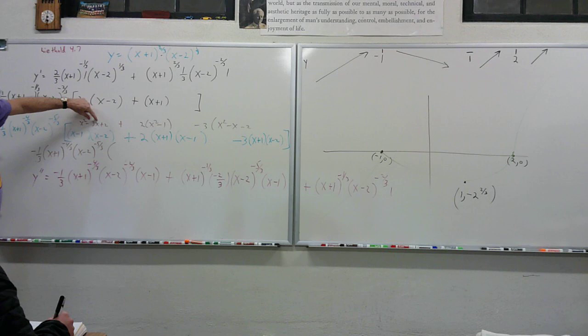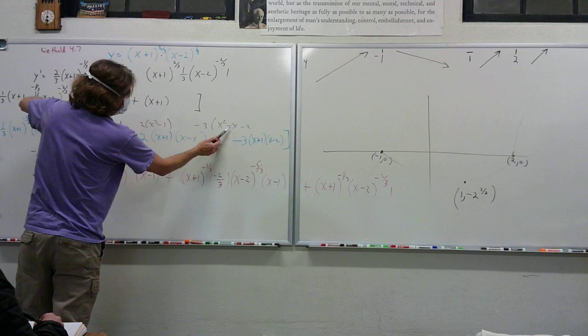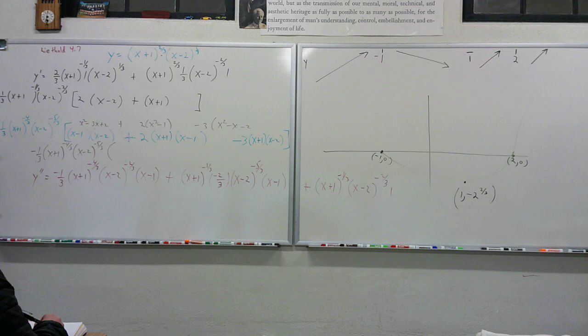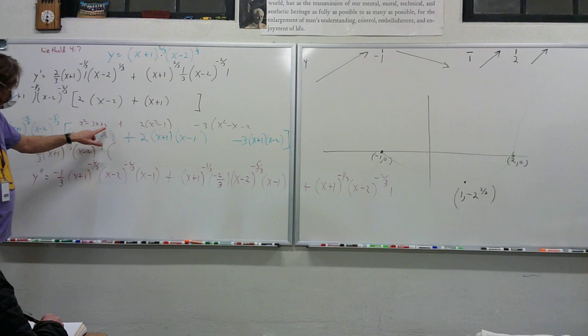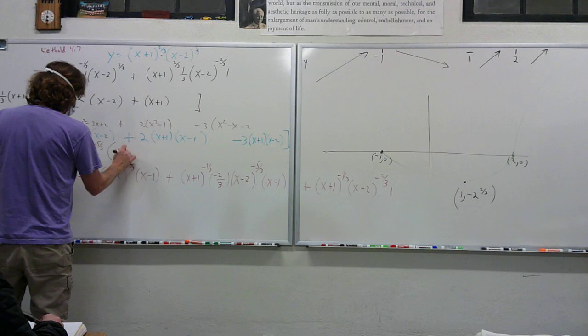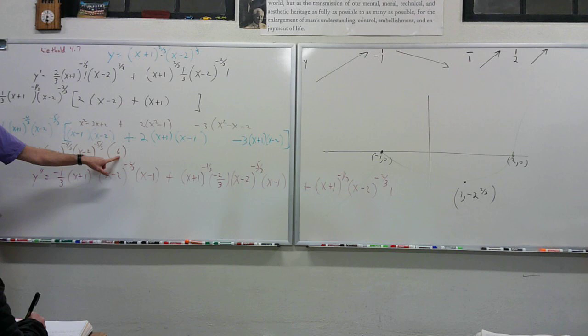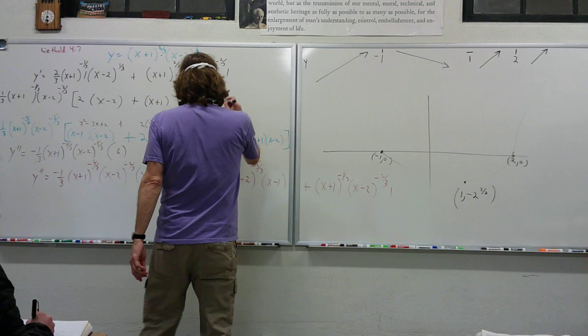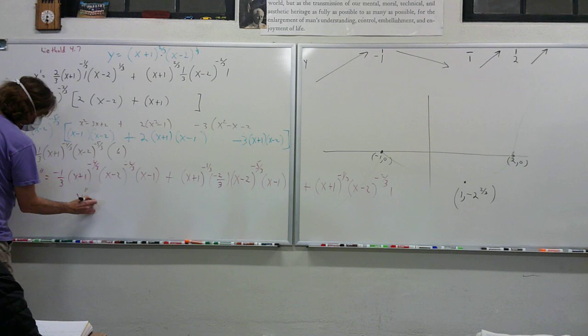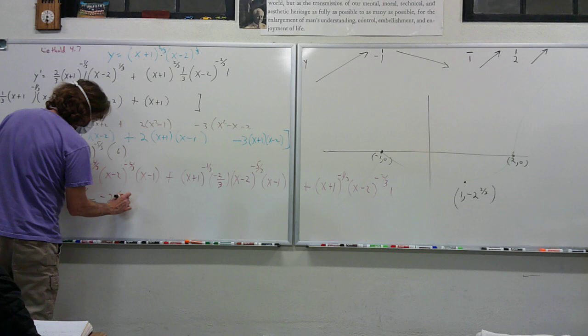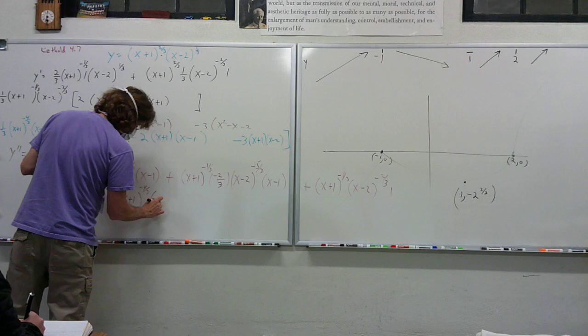Now, let's see about the minus 3x. I got a minus 3x and a plus 3x. Guess what? The x's all went away. I don't even care about the whole number because that's not going to affect my critical numbers, really. But let's see, I got 2 minus 2 is 0. Plus 6, so I get a 6. All that works out to just be a 6. So there's y double prime equals. Oh, and what's -1/3 times 6? -2. So the second derivative equals -2 x plus 1 to the -4/3, x minus 2 to the -5/3.